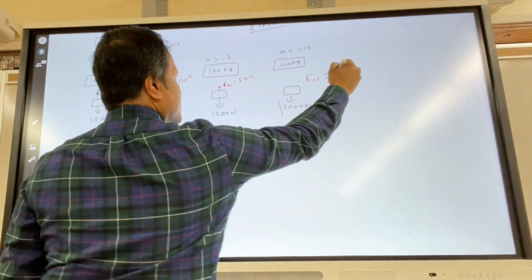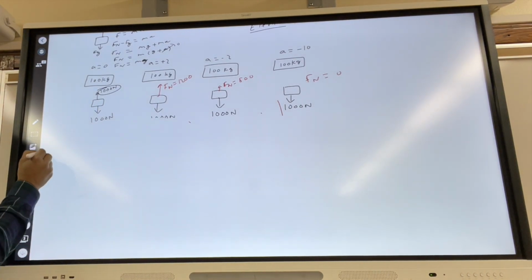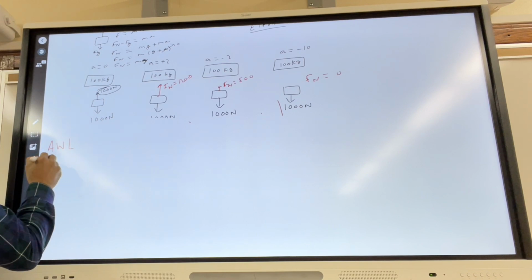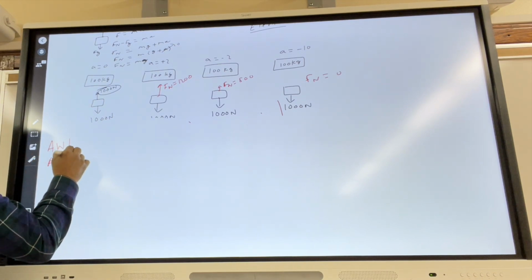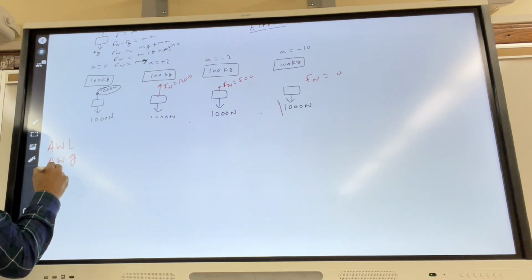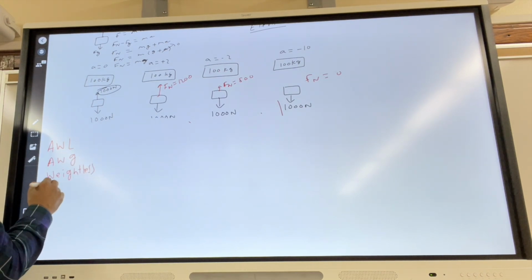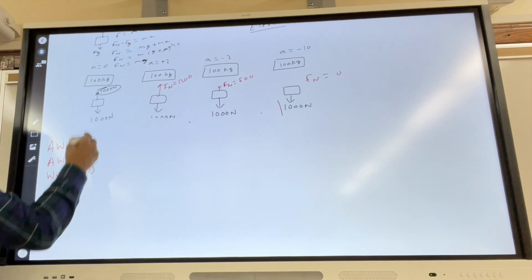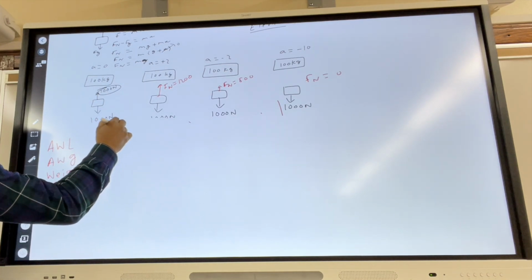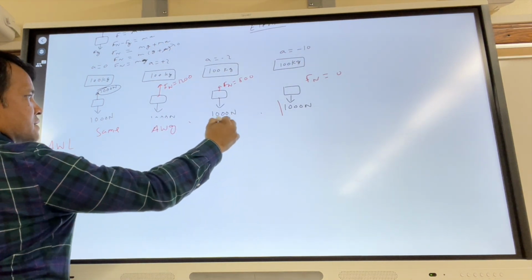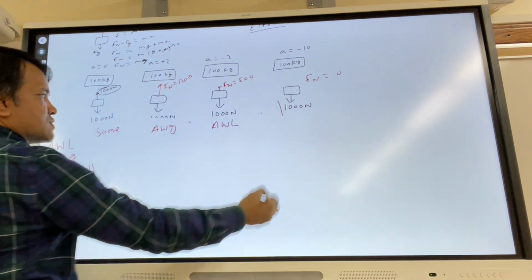So Fn is 0. All right, so apparent weight loss, apparent weight gain, weightless, same. So this would be same. This would be apparent weight gain. This would be apparent weight loss. This would be weightless.